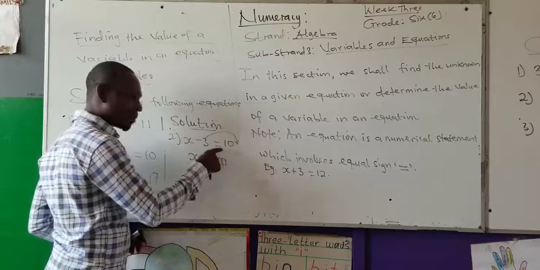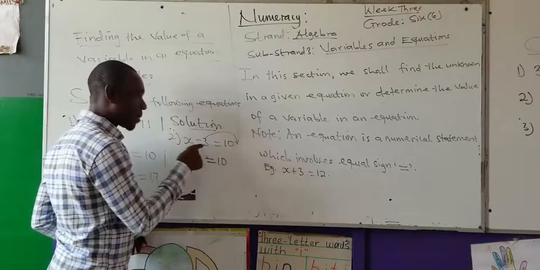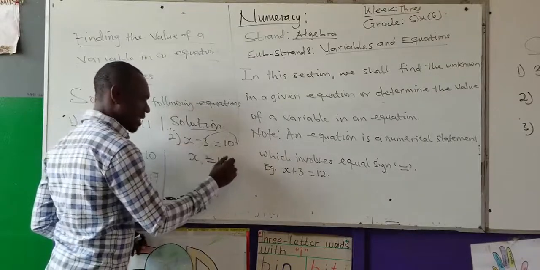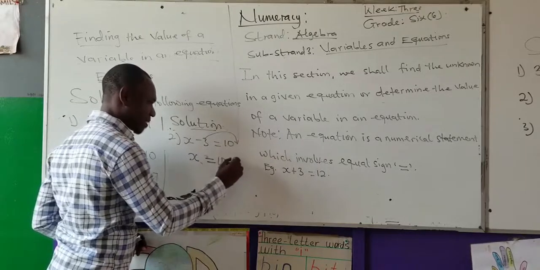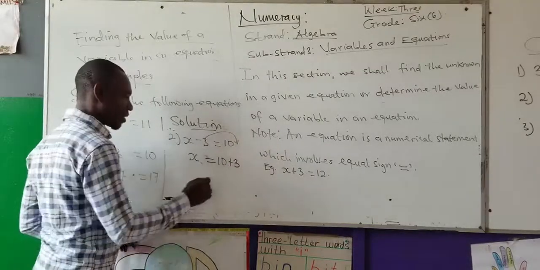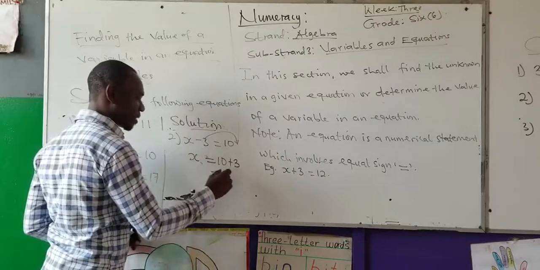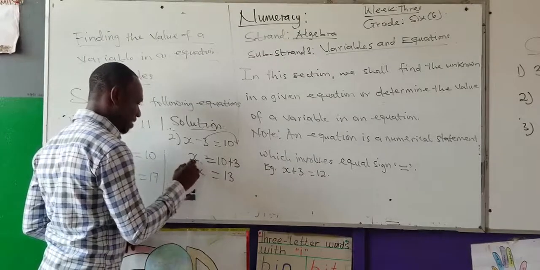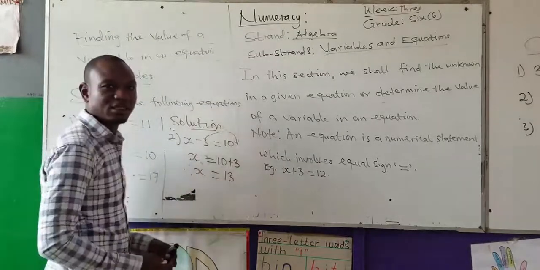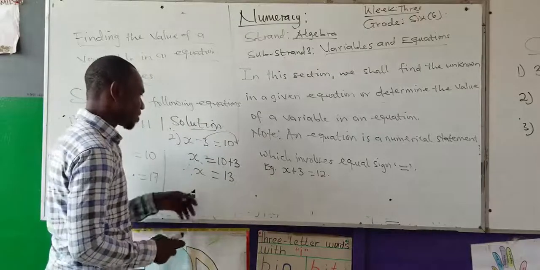3 has crossed already, so it equals to 10. The 10 is supposed to be there because it is the 3 that is joining the 10. But because the 3 is minus, here if it crosses the equal sign, it becomes plus. So plus 3. And if you add 10 plus 3, you get what? 13. So it means that x, therefore x is equal to what? 13. Are we okay?